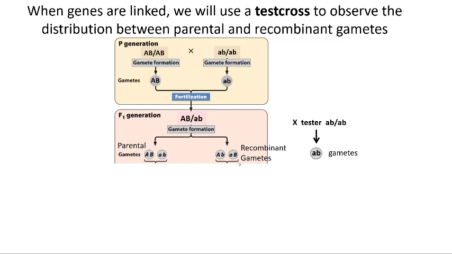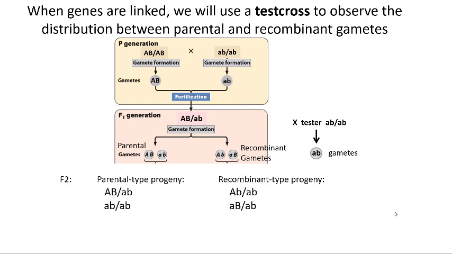What we will always do for this type of experiment is we will cross the F1 individual to a tester. So a test cross, if you recall, is a cross to a homozygous recessive individual, and that individual will always produce only one kind of gamete, little a, little b. And so we would get these parental type gametes, recombinant type gametes, and this terminology can also be extended then to the F2 progeny of this cross with the tester.